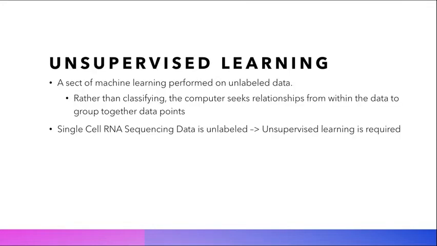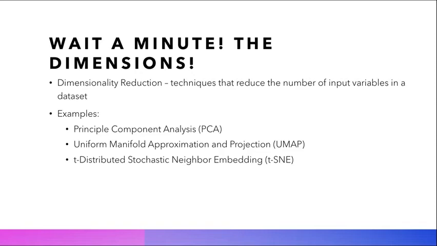There are two types of machine learning, supervised and unsupervised learning, and the main difference is labels. Supervised is for labeled data, whereas unsupervised is for unlabeled data. Unsupervised learning works by finding the relations within the datasets rather than classifying things. Unsupervised learning is the problem for single-cell RNA sequencing, given the unlabeled nature of the data. But wait, the dimensions! We need to reduce the number of input variables before we can actually perform machine learning on the dataset.